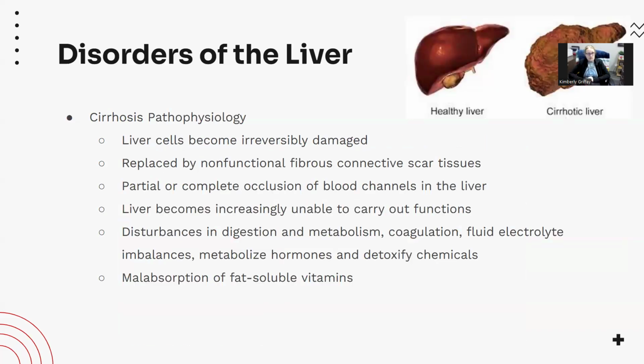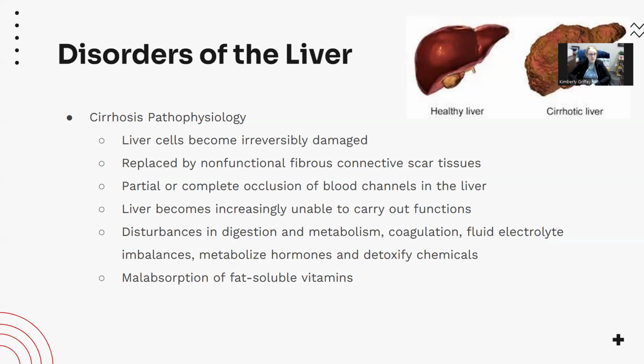So with cirrhosis patho, liver cells become irreversibly damaged. They get replaced by non-functional fibrous connective scar tissue. They have a partial or complete occlusion of the blood channels in the liver. It becomes increasingly unable to carry out its function. So the filter becomes clogged, essentially.